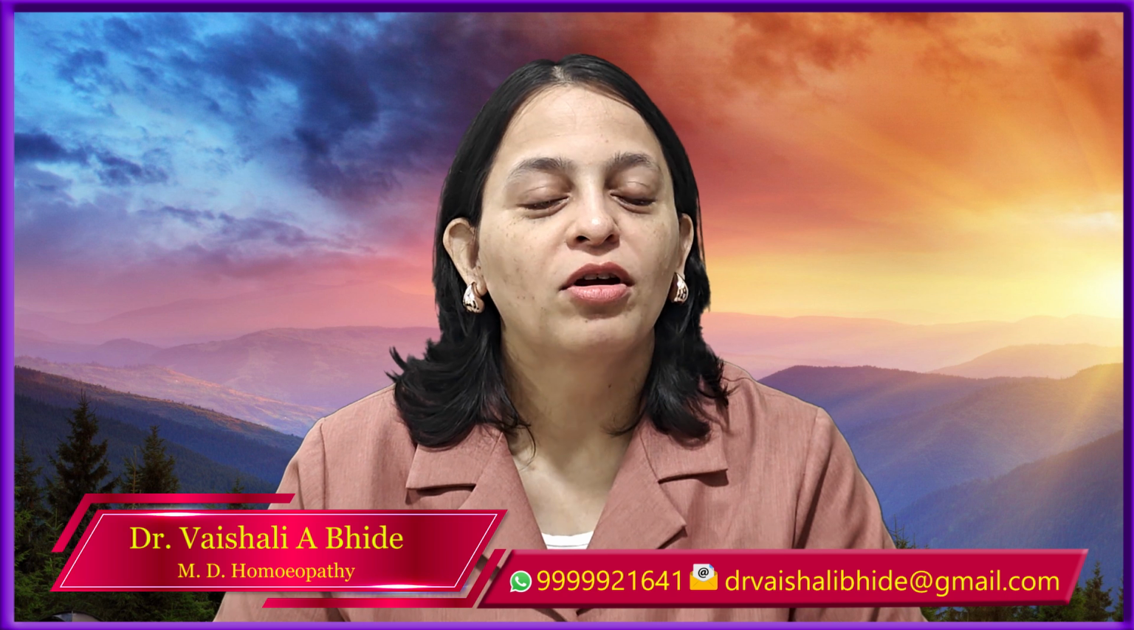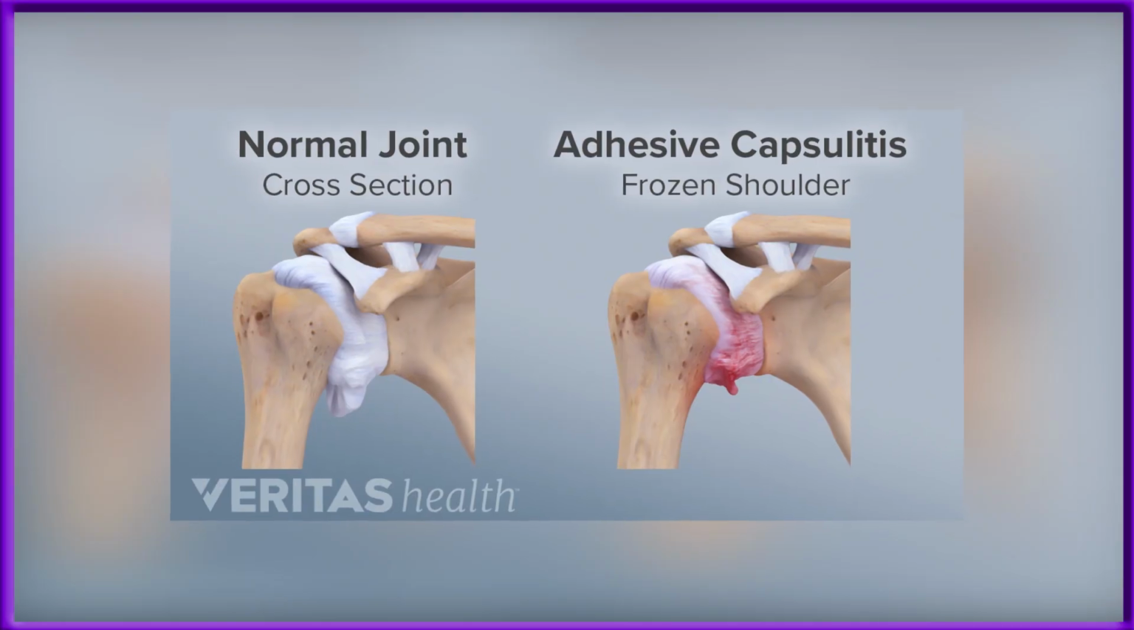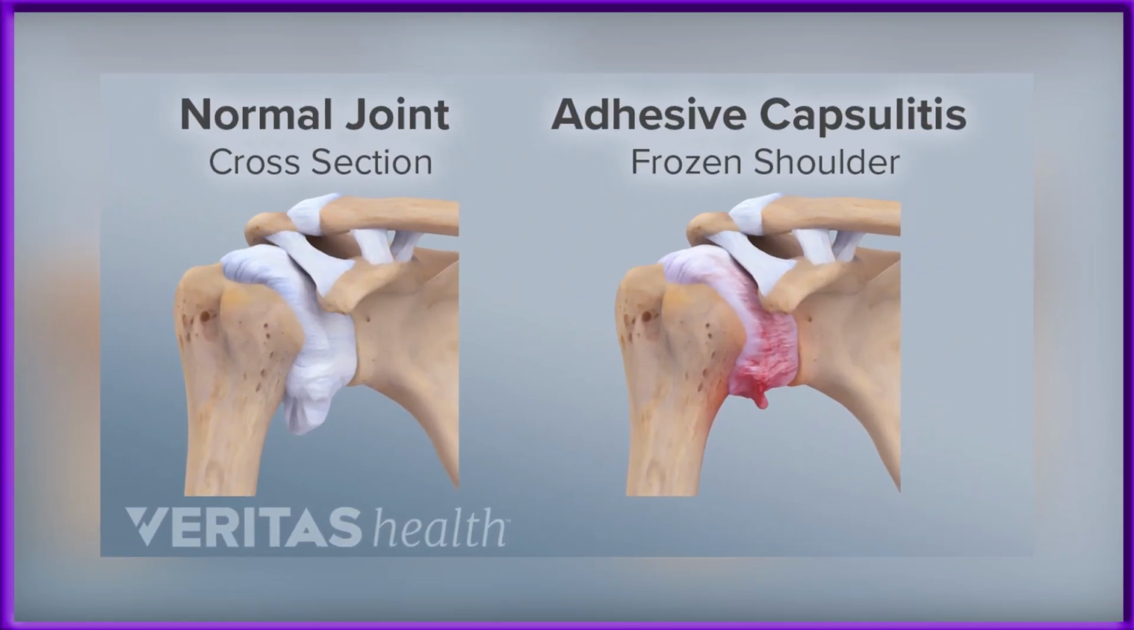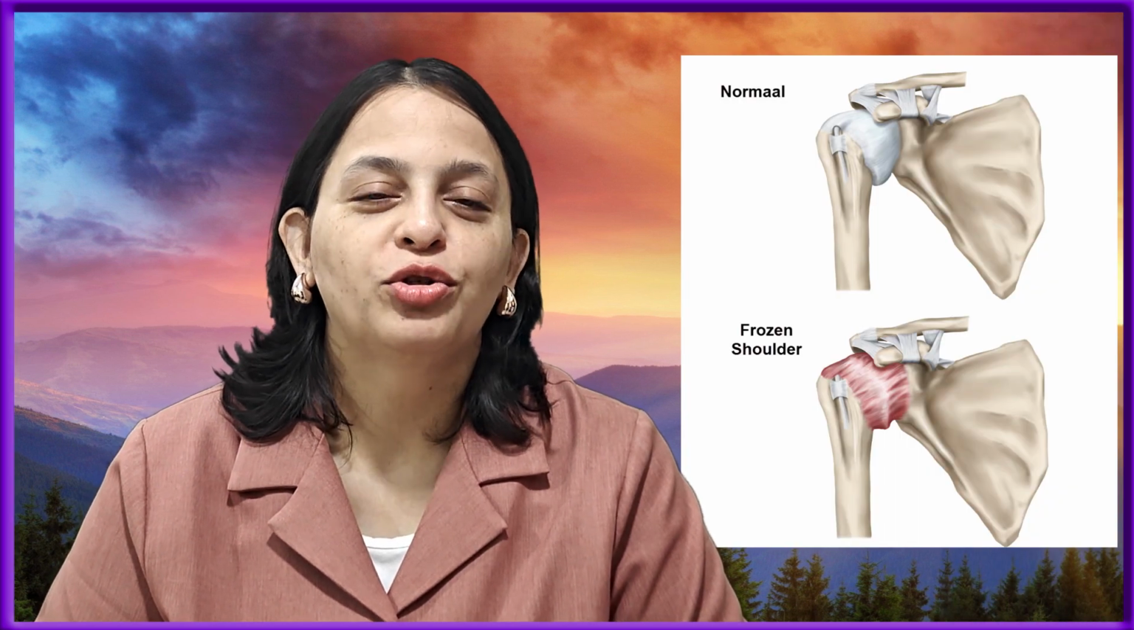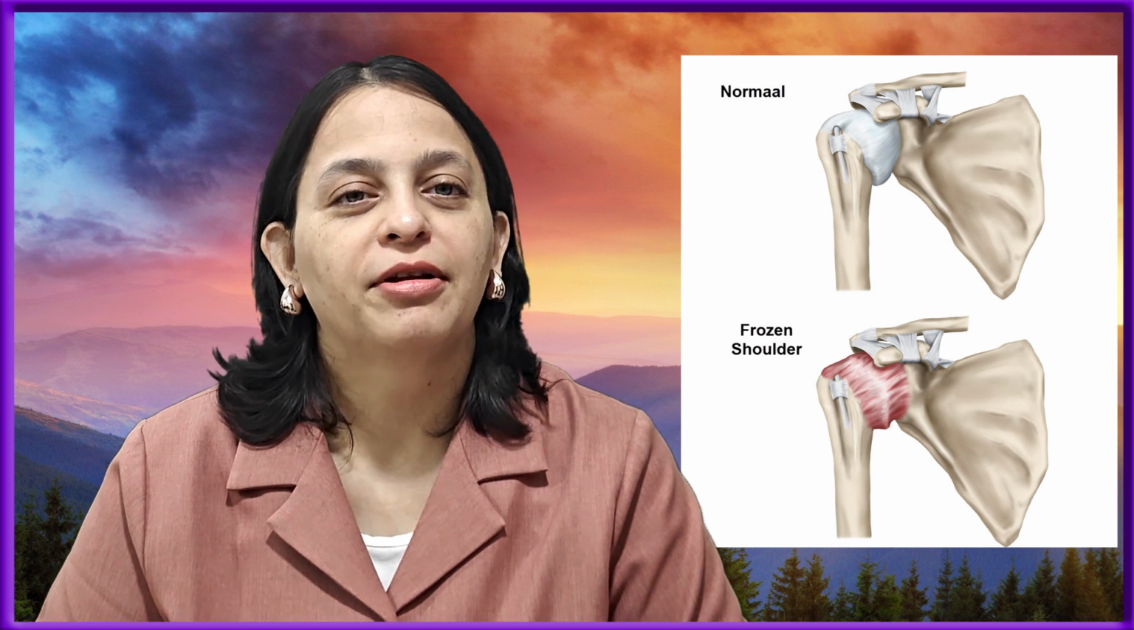Today we are talking about frozen shoulder. In medical terms, frozen shoulder is called adhesive capsulitis. What actually happens is that the capsule around the shoulder joint gets inflamed. So let's go into the anatomy of the structure initially.